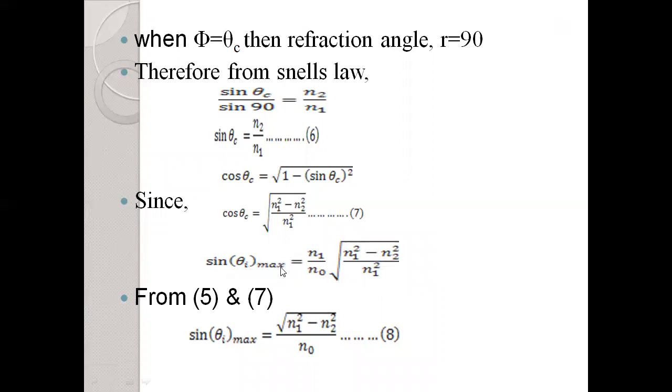So sin theta i maximum is equal to n1 by n naught into the cos theta c value, that is, the square root of n1 square minus n2 square by n1 square. Now if you take n1 square out of the square root, it becomes n1, and the n1 cancels. So we are left with the square root of n1 square minus n2 square, whole divided by n naught. Theta i maximum, that is the acceptance angle, is equal to sine inverse of square root of n1 square minus n2 square by n naught. This is the formula for acceptance angle.